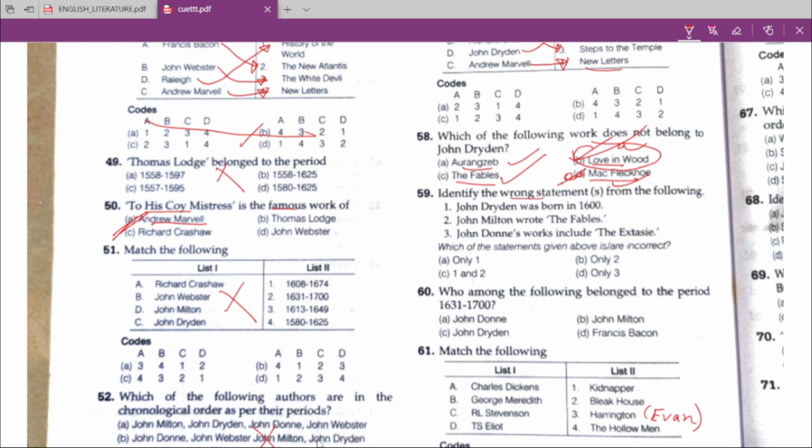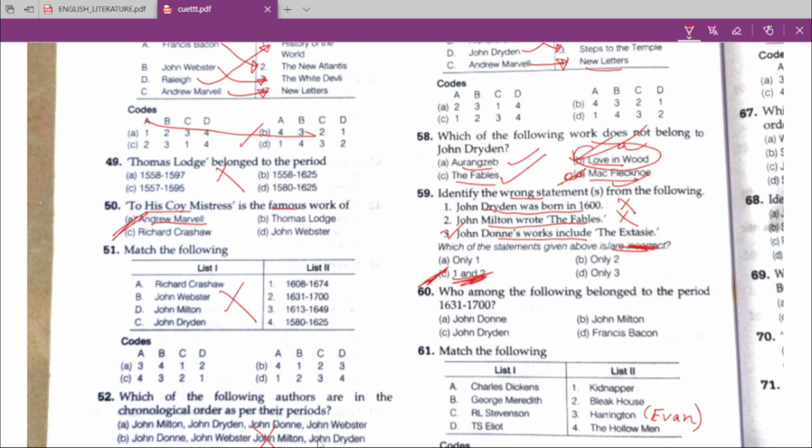Identify the wrong statement from the following. John Dryden was born in 1600. This is wrong. John Milton wrote the Fables? No, it was John Dryden. False. John Donne's works include The Ecstasy. John Donne has written The Ecstasy. So which are correct and which are incorrect? 1 and 2 are incorrect, so C is the right option.